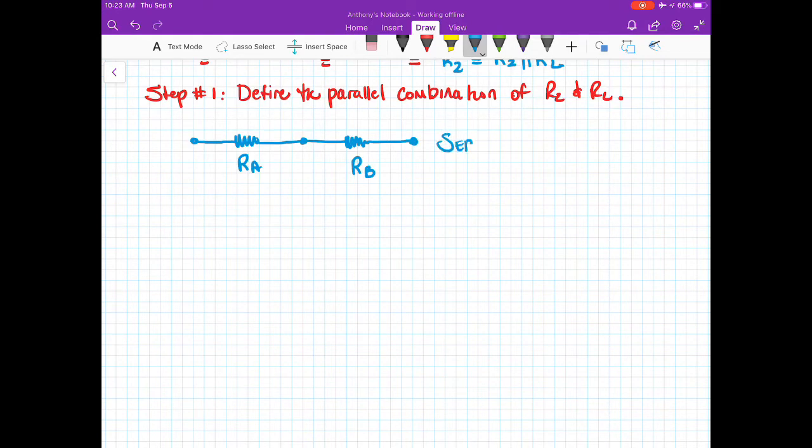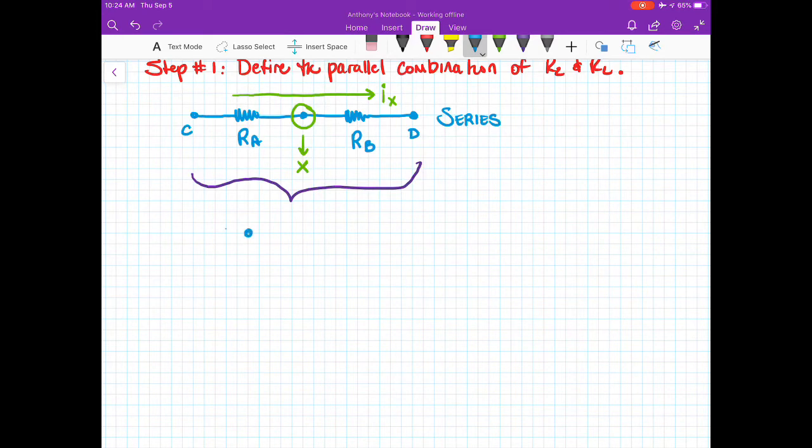These are considered to be in series with one another because they share one common point, and there is nothing connected here at the midpoint, which means that the current flowing through both of the resistors is the same. So what we can do is take these two resistors, and let me give these points names. I'm going to call this point C and point D, and we can combine them together into a single resistor with a value of RA plus RB. So that's how it works for your series elements.